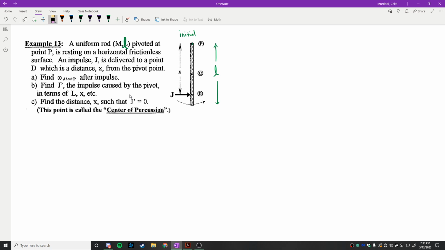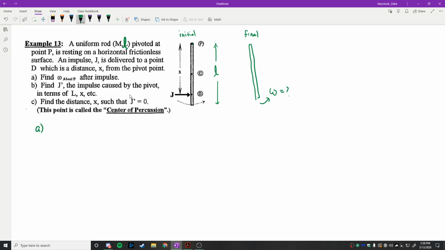So the final situation is that after this impact occurs, the rod is going to be swinging. It's fixed to the pivot at that point right there, so it's going to swing up some. And it's going to be swinging with some angular speed. And that's what we want to calculate now: what is that angular speed going to be.